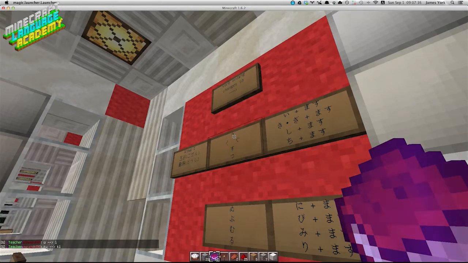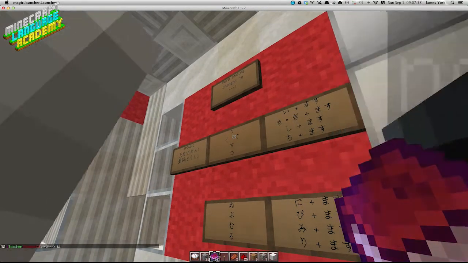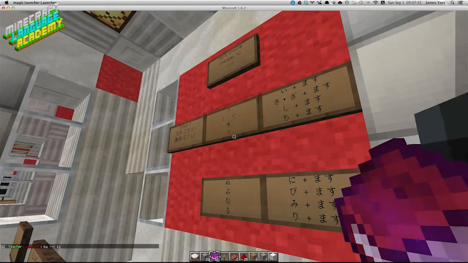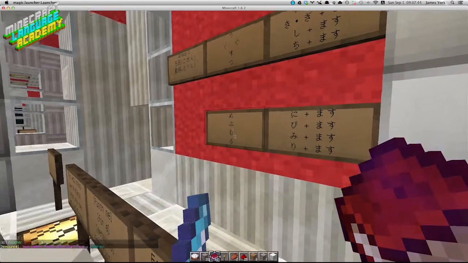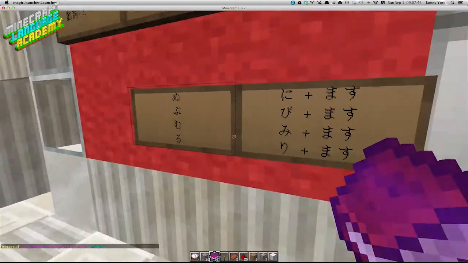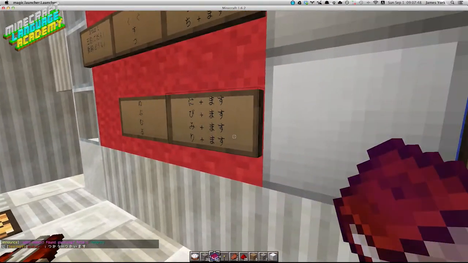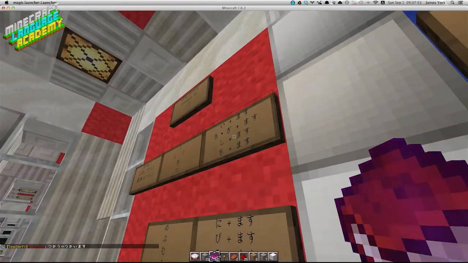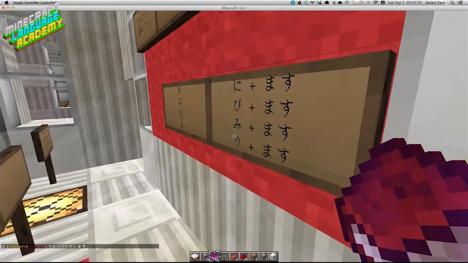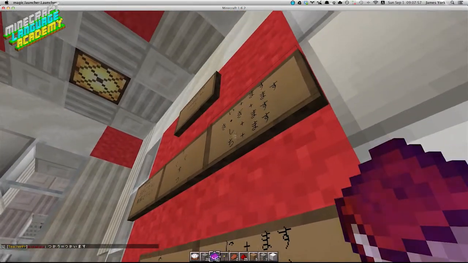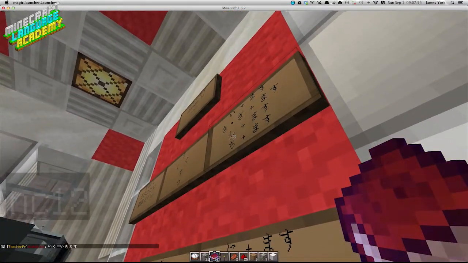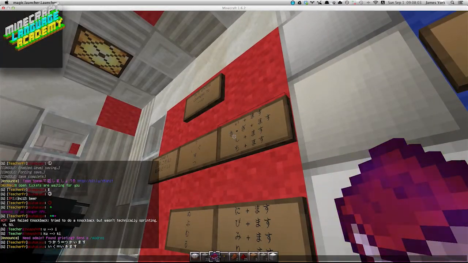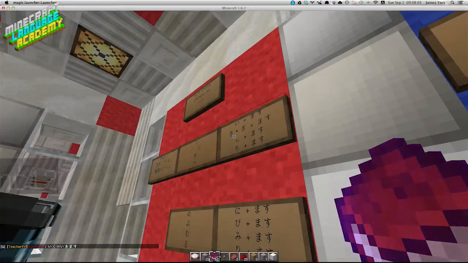Ku becomes ki. If the verb ends in a ku, we change that to a ki. If the verb ends in a su, we change that to a shi. And that goes all the way down. If it ends in a ru, we change it to a ri. And then we stick our masu on the end. So the final hiragana of the verb changes to an i sound. Ku becomes ki, su becomes shi. Then we add masu. So it's slightly different.